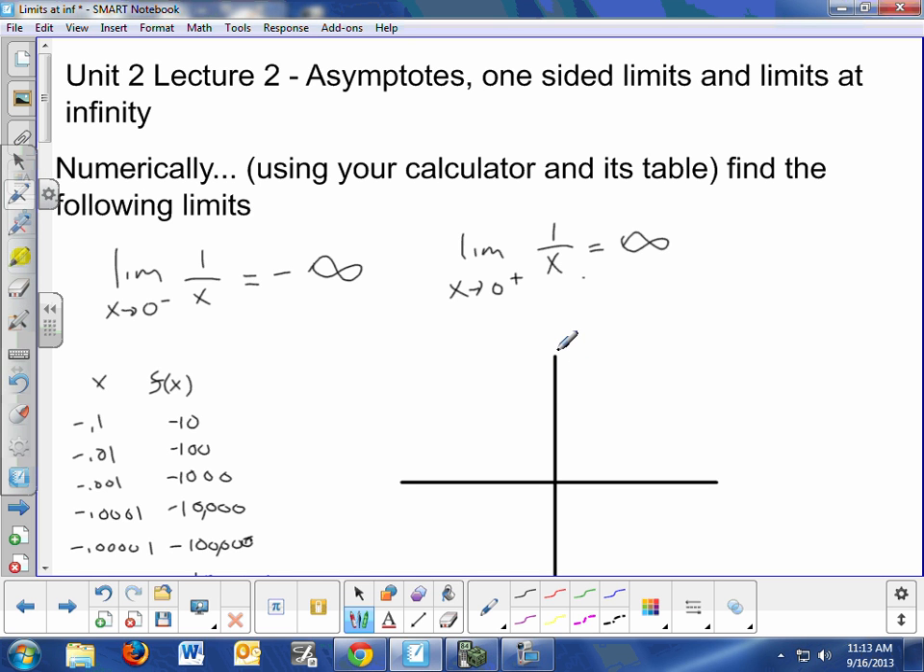That gives us what our function looks like, 1 over x. As we get close to 0, to the right of 0, we're approaching positive infinity. We're up here, and then we shoot down here. As we approach 0 from the left, we're approaching negative infinity.